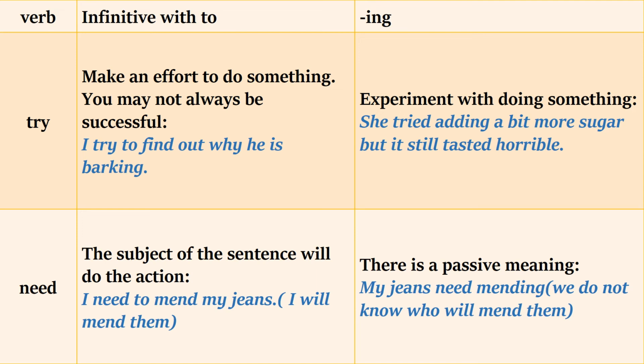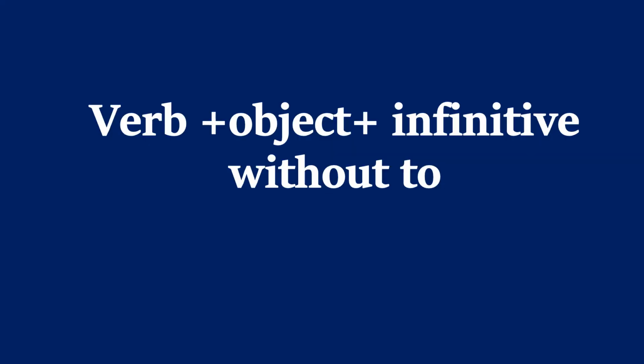Need is followed by infinitive with to when it means the subject of the sentence will do the action. Example. I need to mend my jeans. I will mend them. This verb is followed by ing when there is a passive meaning. Example. My jeans need mending. It means we do not know who will mend them.